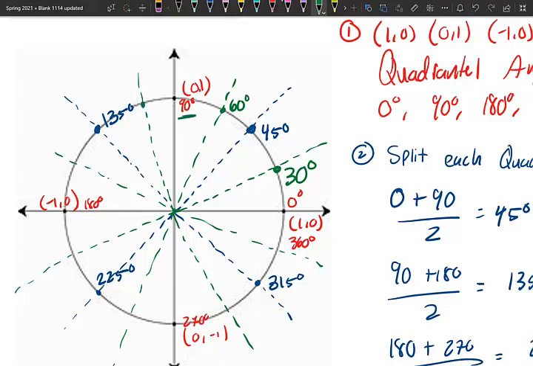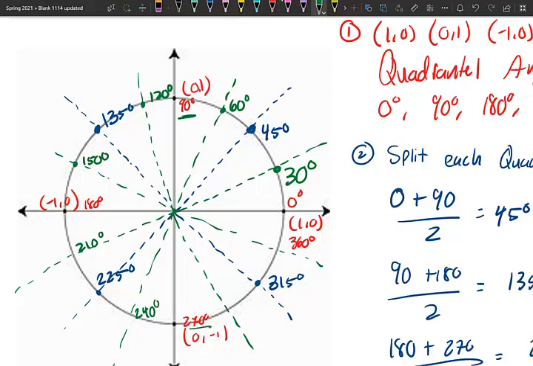90 plus 30, we get 120. 120 plus 30, we get 150. 150 plus 30, we get 180. 180 plus 30, we get 210. 210 plus 30, we get 240.